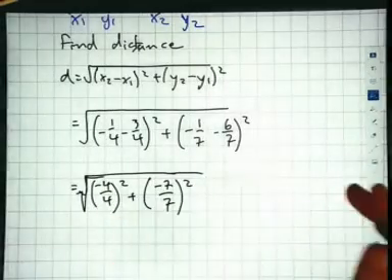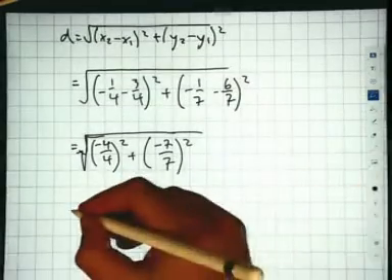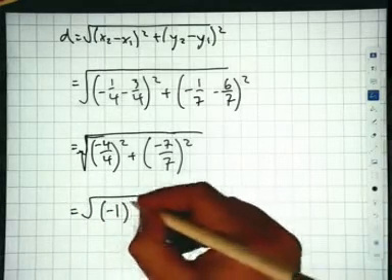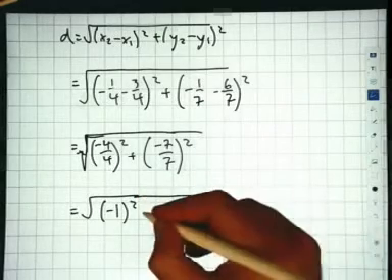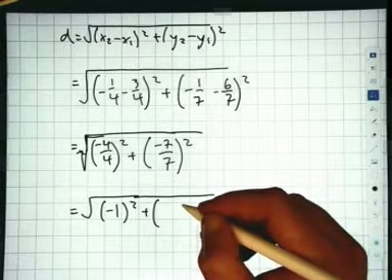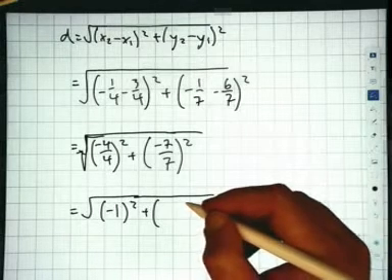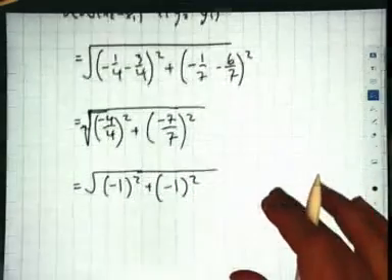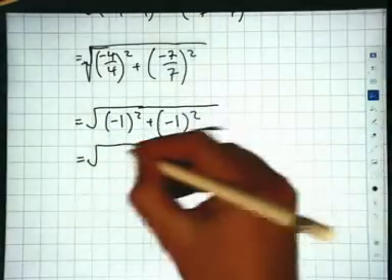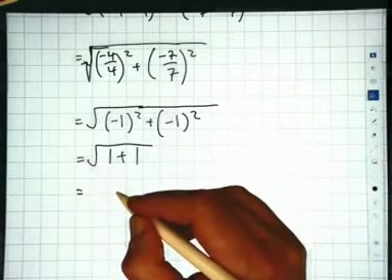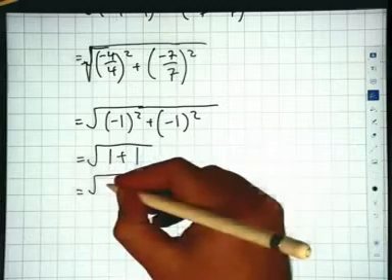Okay, what's negative 4/4? Specifically, it's a negative 1. What's negative 7/7? Negative 1. What's negative 1 squared? 1. What's 1 plus 1? 2.